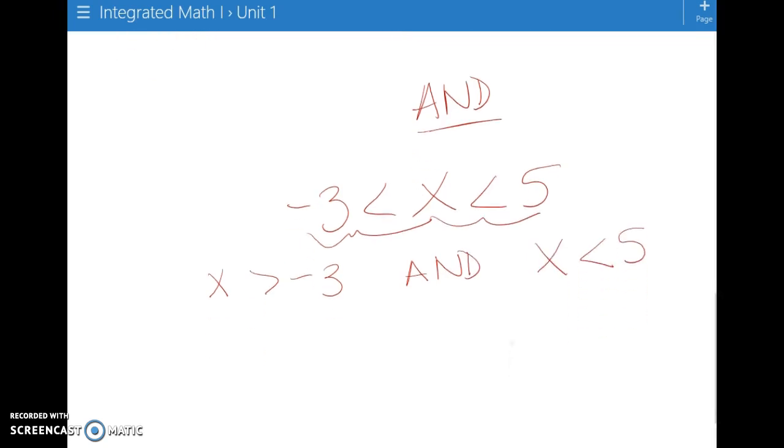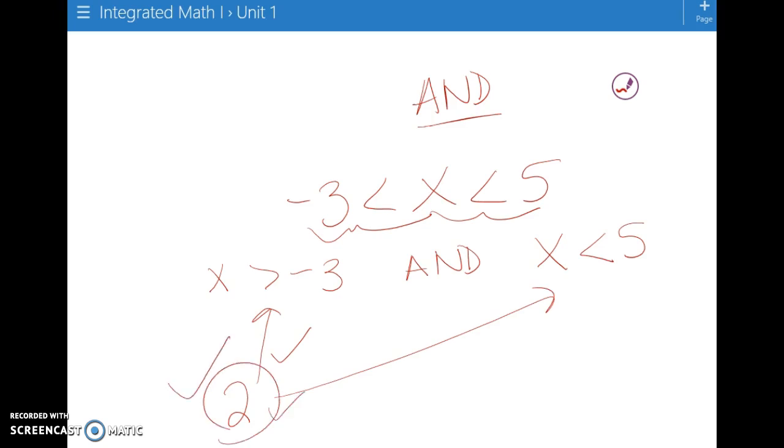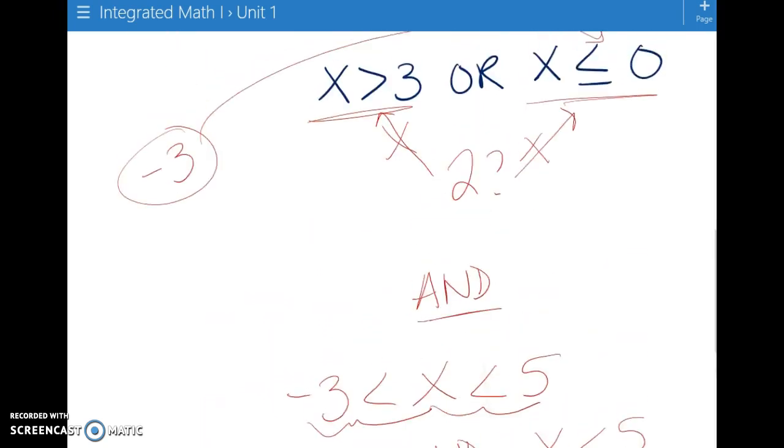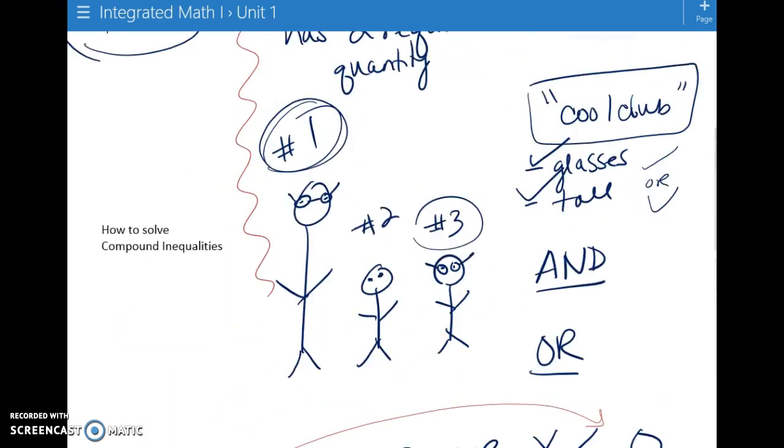All right, so let's think about some numbers that can go in there. What about 2? Well, yeah, 2 is greater than negative 3 and 2 is less than 5. So yay, 2 makes it. What about 8? Well, is 8 greater than negative 3? Yeah. But is 8 less than 5? No. So 8 can't make it. So you see what I mean with the and inequality? It has to include both restrictions, whereas with the or inequality, you could be either or. Okay, so that's that long intro.